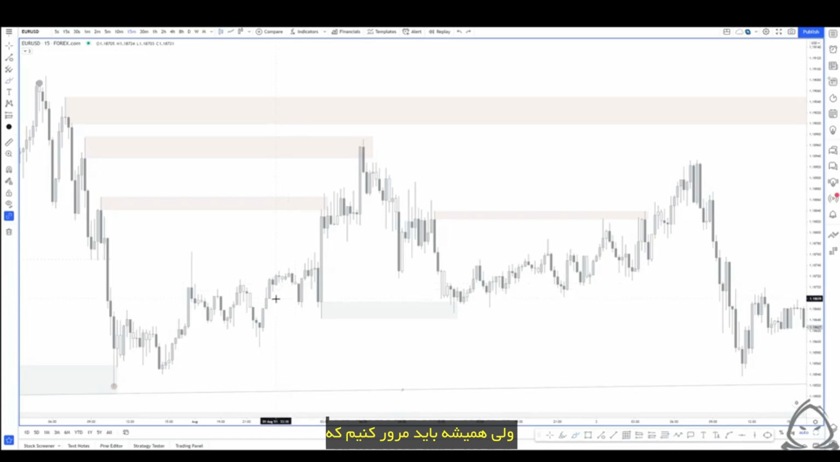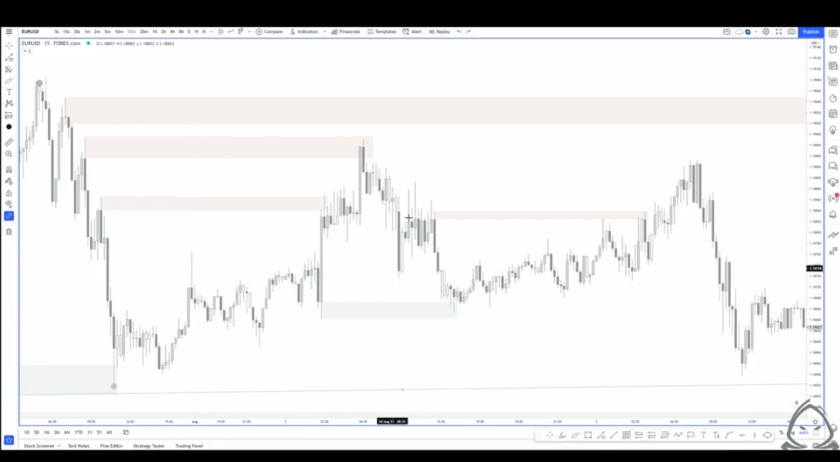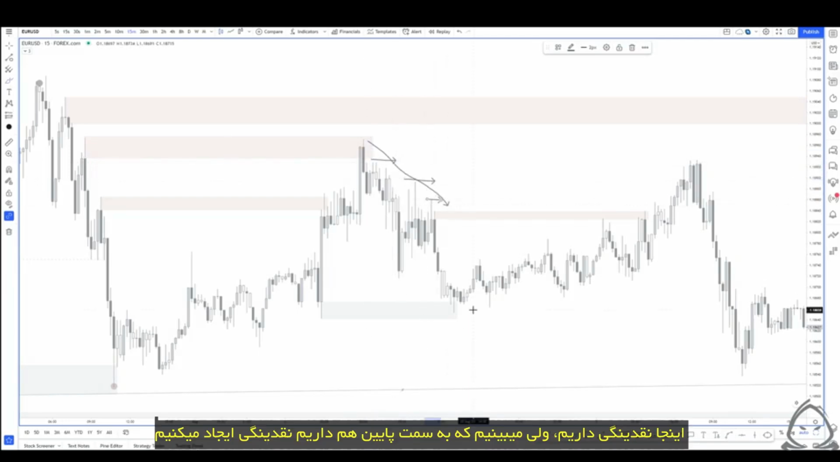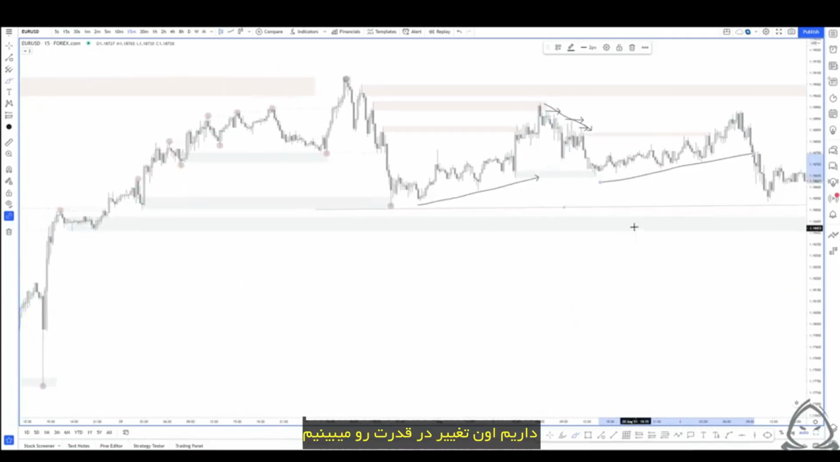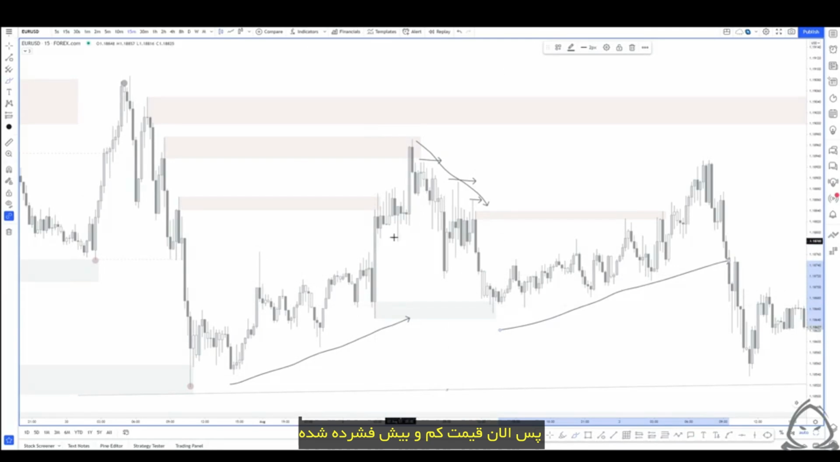But we always need to run it through: is it being created for liquidity, or is it being created for reasons to actually action and follow through with? But again, what we can see is we tap into this, and what are we creating with all of these highs right here? We're creating liquidity. What we can also start to see is we're starting to create liquidity to the downside. We're starting to see that shift in momentum. We're starting to see supply being respected. Demand is also being respected. So right now price is more or less being squeezed.